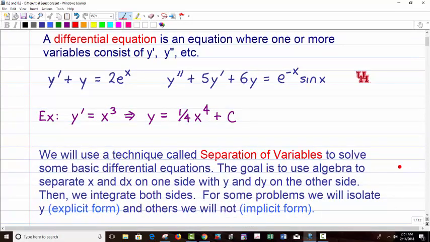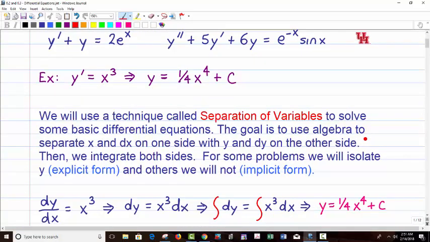Now, this technique of separation of variables means we have to do a little bit of algebra, and we have to separate where we want x and dx on one side of the equation, and we want y and dy on the other. Then we integrate both sides. Now, some problems will tell us we want to isolate y explicitly. Others we will not. We'll just leave it in implicit form, which is a combination of x's and y's without y being by itself. For example, problems that would lead to y squared, we would not want to solve in explicit form because you have the whole plus and minus issue. Then we'll integrate both sides.